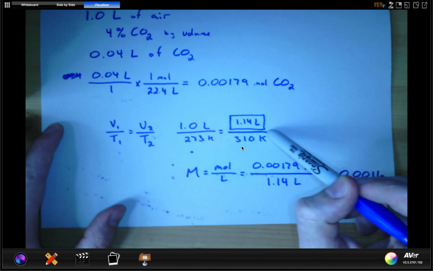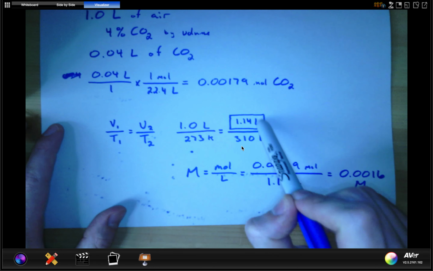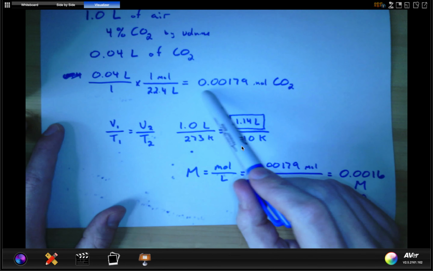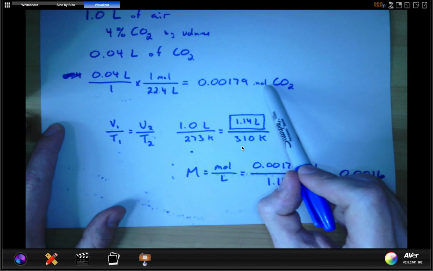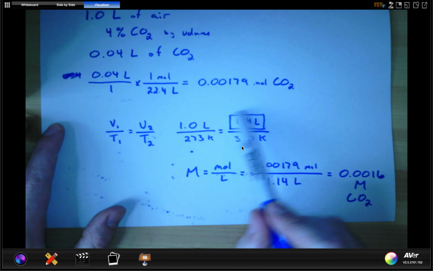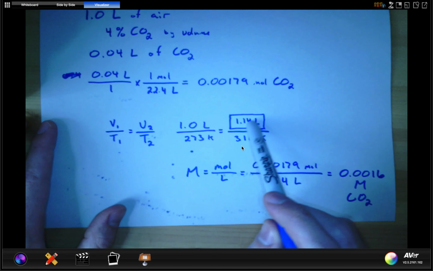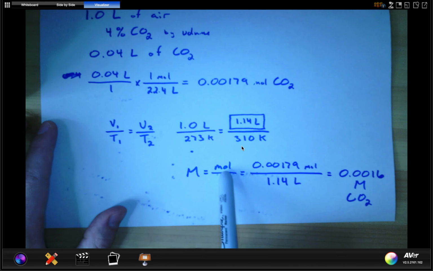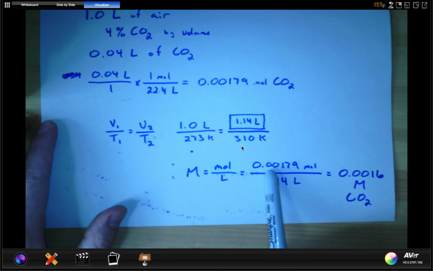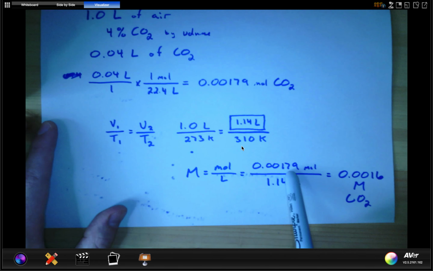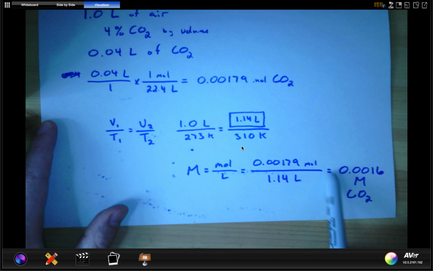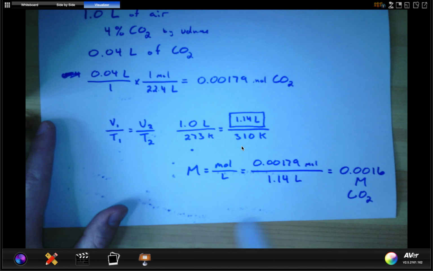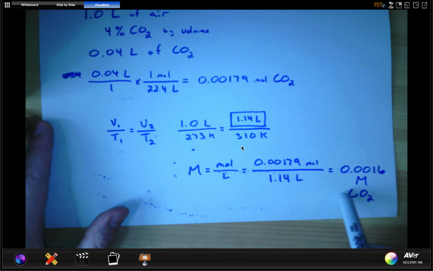So when it's in our lungs, we have 0.00179 moles of carbon dioxide, and the whole gas is taking up 1.14 liters, which means the concentration in our lungs, molarity, is moles divided by liter. There's our moles, there's our liter inside our lungs. Notice how moles doesn't change, because that's number of particles. So we do this division, and we get 0.0016 moles per liter of carbon dioxide.